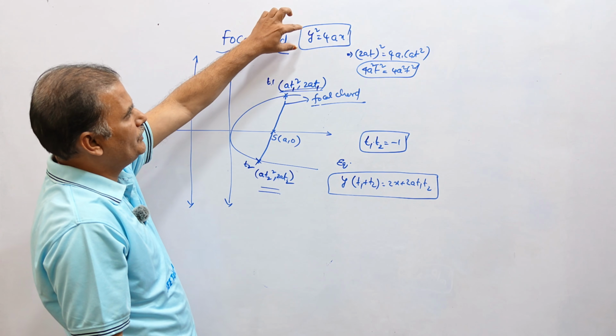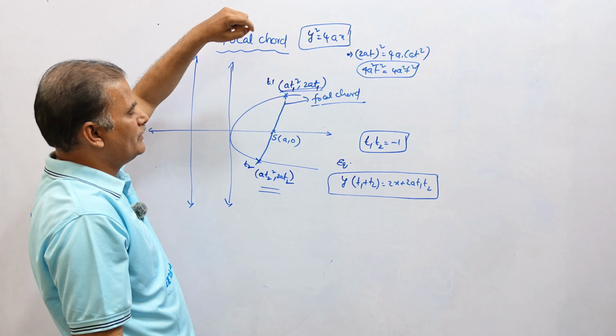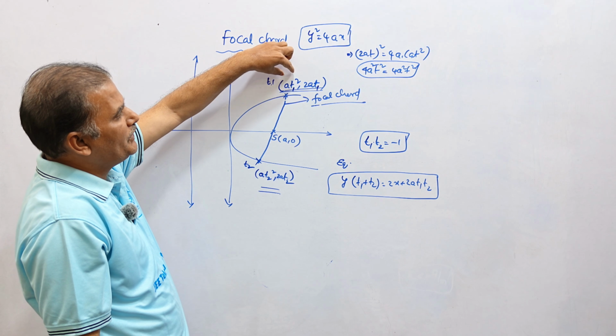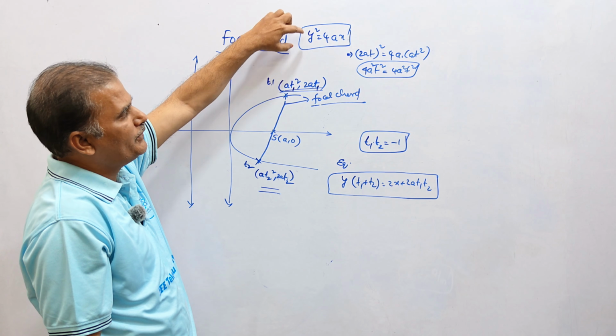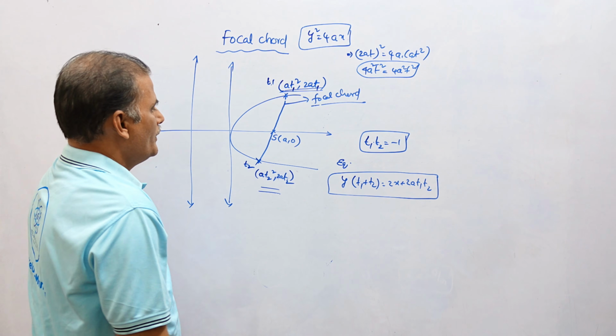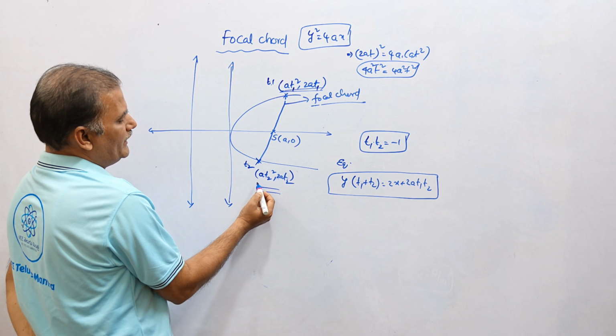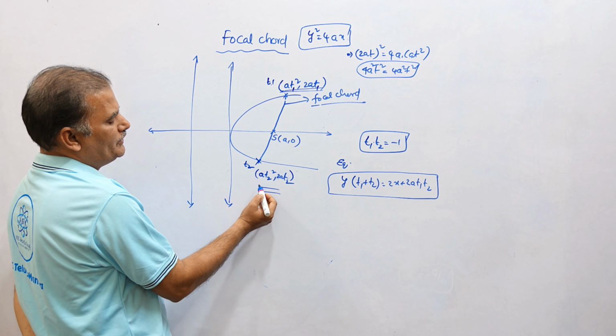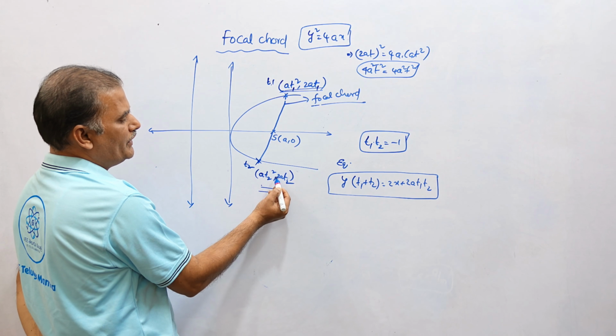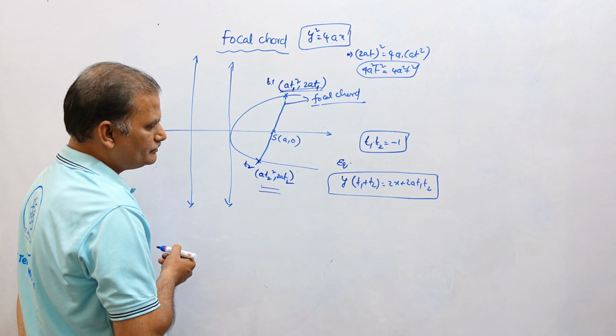See, LHS is equal to RHS. Therefore, if y square is equal to 4ax is the general formation, the first point (at square, 2at) satisfies the given standard form. Okay. See, likewise here T2 is the end point. The second point is (at2 square, 2at2).